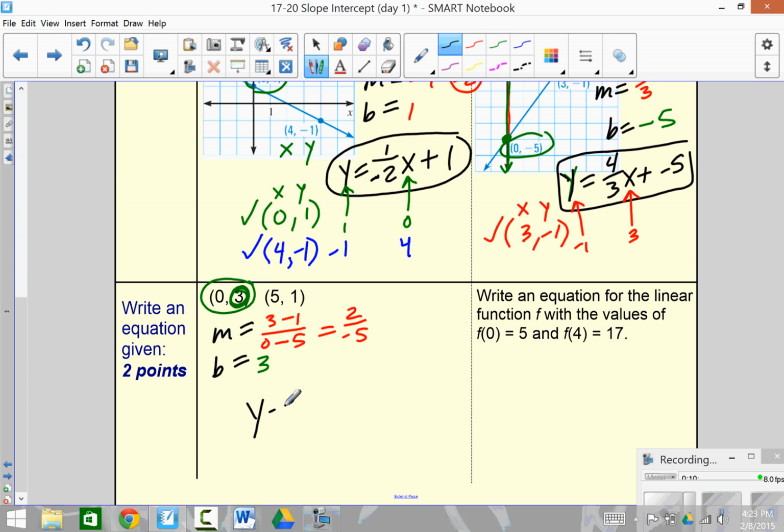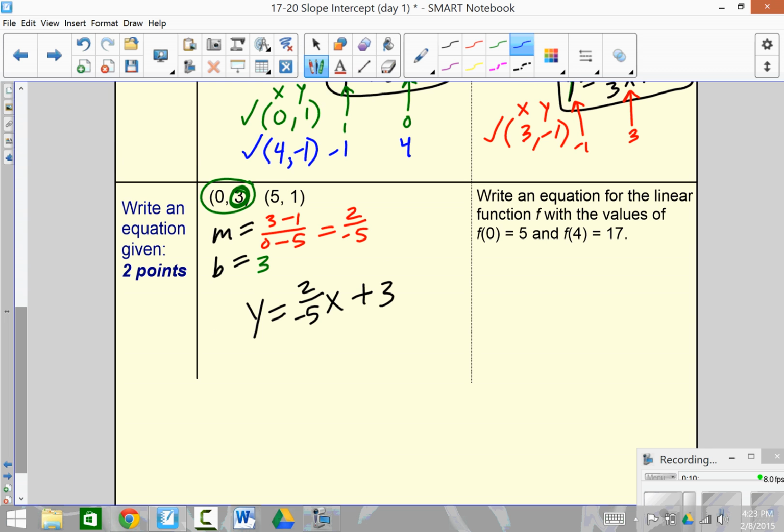So final equation, y equals mx plus b, so y equals negative 2/5 x plus 3. And then you can go and give it a try. Let's try 5, 1. I always try an ordered pair that doesn't have a 0 in it, just because sometimes 0 works and it's not supposed to. So if I put in a 5 for the x, if I do the math, it should come out to be a 1. So negative 2/5 times 5 does equal negative 2. Negative 2 plus 3 does equal 1. So it checks out. There's our final equation.